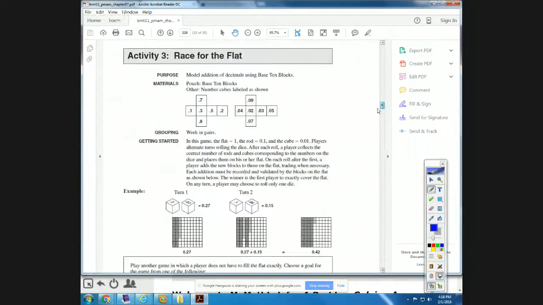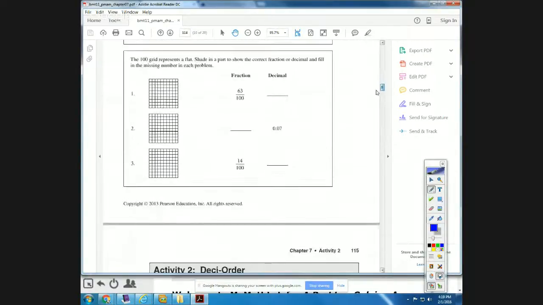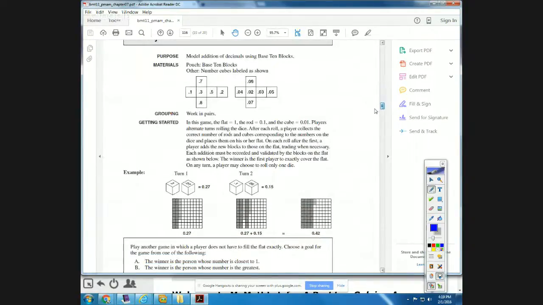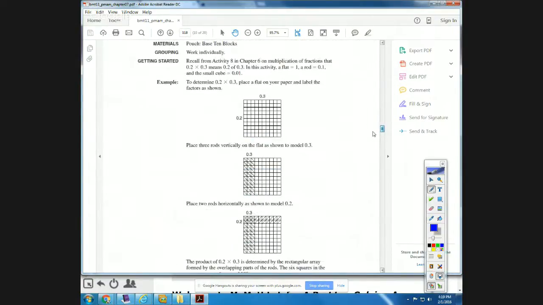So I would recommend, 1 is pretty straightforward. 3 would be a good one to do right now because you have a partner in the room and I have dice here. Or you could jump right into number 5.